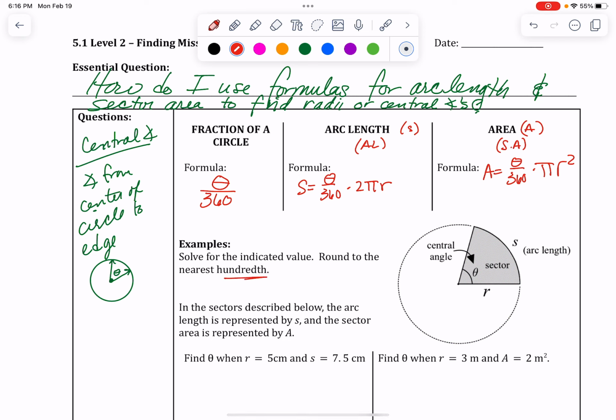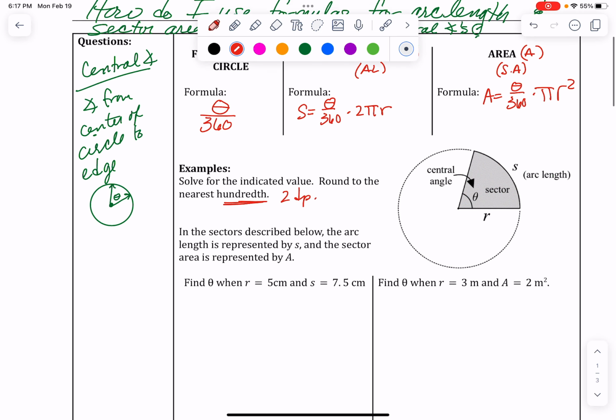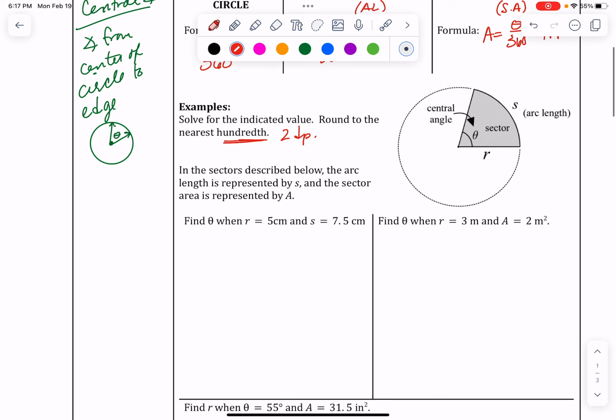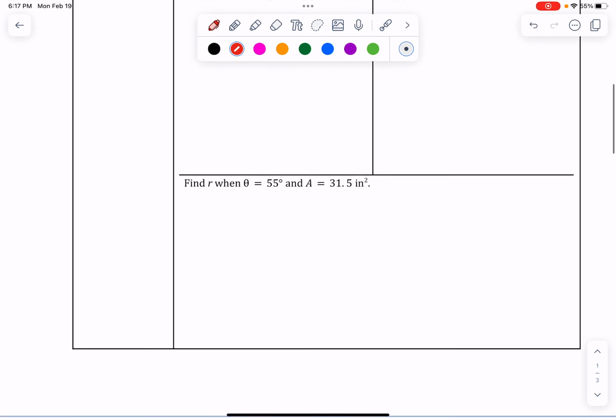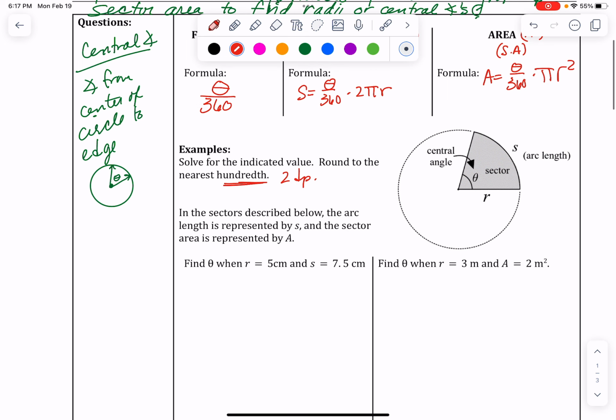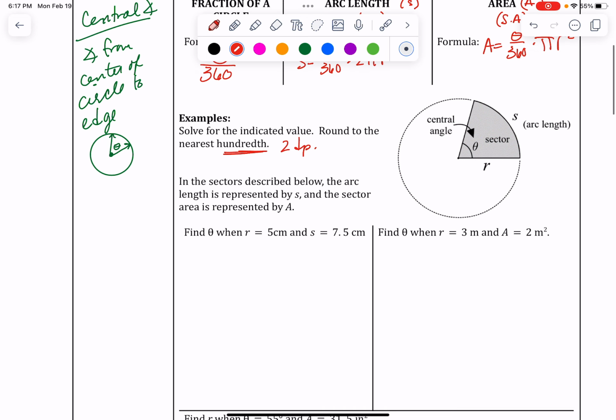So we're looking at our examples, round to the nearest hundredth. That's 2 decimal places. We're going to find theta, but then we're going to start working to find the radii, one of the radiuses, or the angle, given the information. So the first two are just simple plug-ins.